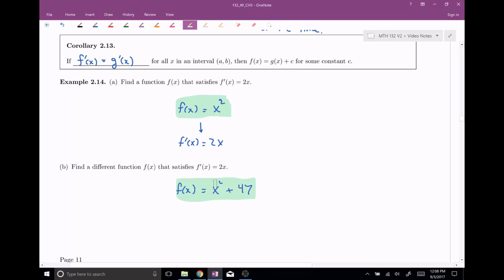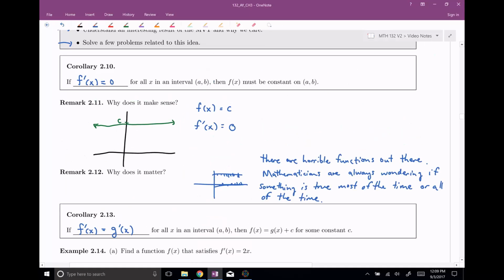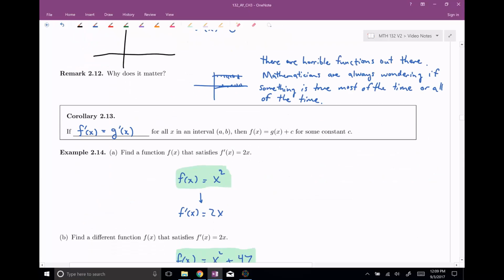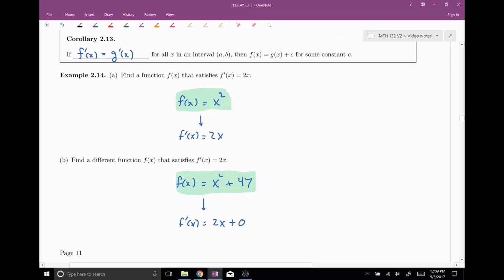Now there's this plus 47, but now notice if you take the derivative of it, f prime of x is equal to 2x plus 0. So again, like I said, this is actually related to the previous one, because the only things that have derivative 0 are constants. So that's essentially what we're using in this one right here. So here's two different functions, both of them having the derivative of 2x.